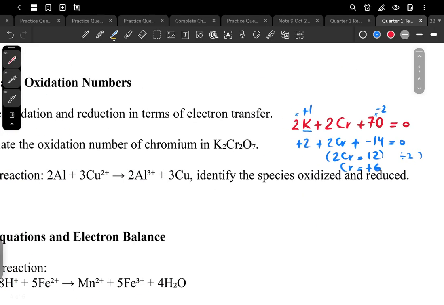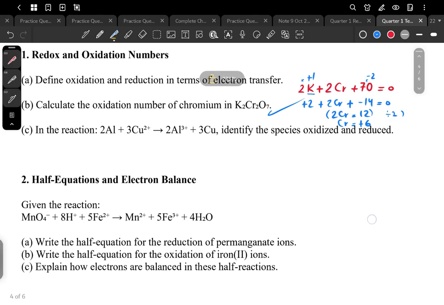So in this kind of question, you should work it out this way: make an equation, substitute the values from the rules that you know, and then solve for the unknown, solve for the chromium in this case. In the reaction, 2Al plus 3 copper ions gives 2 aluminium ions and copper atoms. Identify the species oxidized and reduced. Whenever in any question you are asked about the oxidized or reduced, we always choose from both of these. If the first one is oxidized, the second one is reduced immediately.